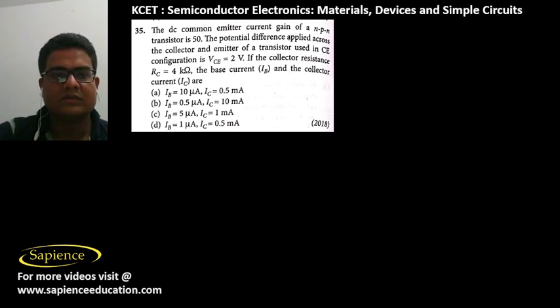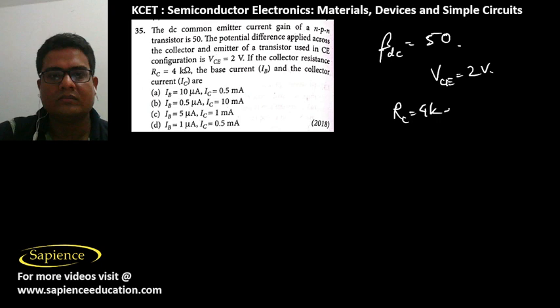In question number 35, it is told the DC common emitter gain, that is called beta DC, that is equal to 50. The potential difference applied across the collector and emitter of a transistor used in CE configuration is VCE equal to 2 volts. If the collector resistance RC is 4 kilo ohm, what are the base current IB and the collector current IC?